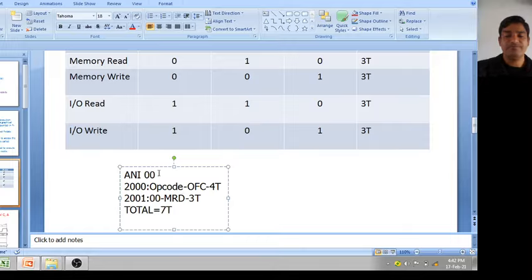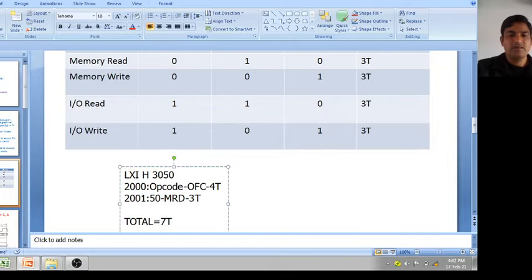And in case of immediate addressing mode with branching, in case of 16-bit data, suppose the address is 3050. First of all, you fill the data. In 2000 there will be the opcode, so opcode fetching 4T. In 2001 there will be 50, again 3T states. Then what will happen? You will fill what?